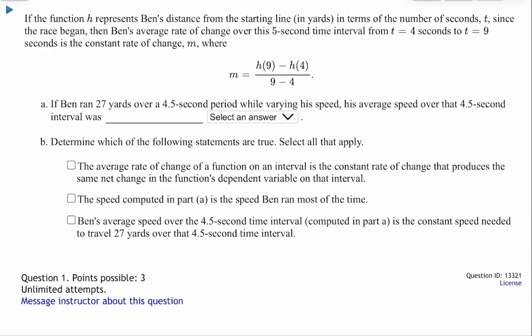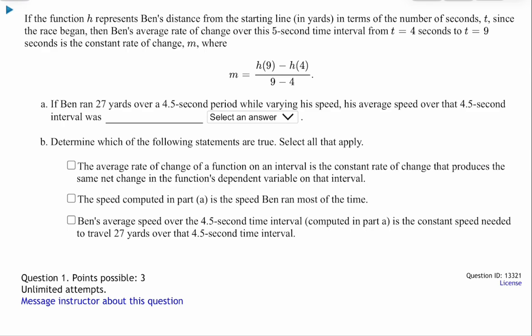if the function h represents Ben's distance from the starting line in yards in terms of the number of seconds t since the race began, then Ben's average rate of change over this 5-second time interval from 4 to 9 seconds is the constant rate of change m that we see here. So we know that formula, that's our average rate of change formula, okay? It says if Ben ran 27 yards over a 4.5-second period while varying his speed, his average speed over that 4.5 second interval was, okay?